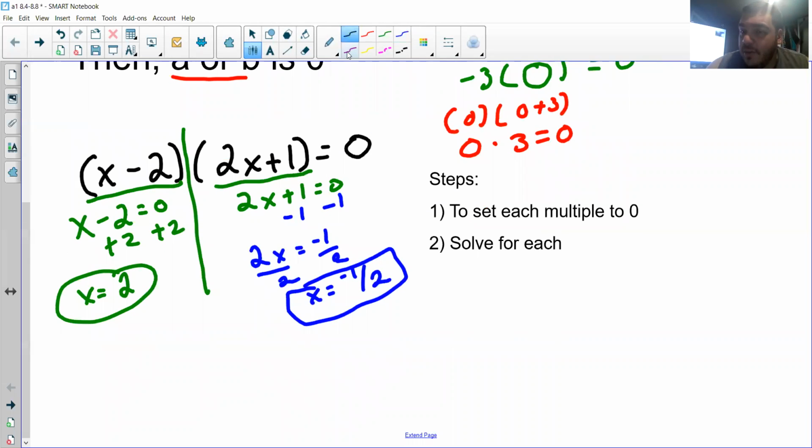Now I'm going to check it. You do not need to check it every time, but I'll just do a check to prove it. So here's the x equals 2 check. I'm going to plug in every x with a 2.